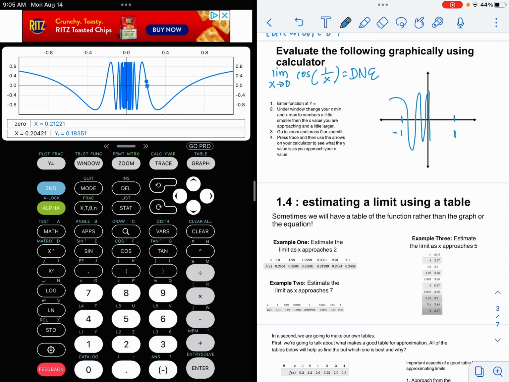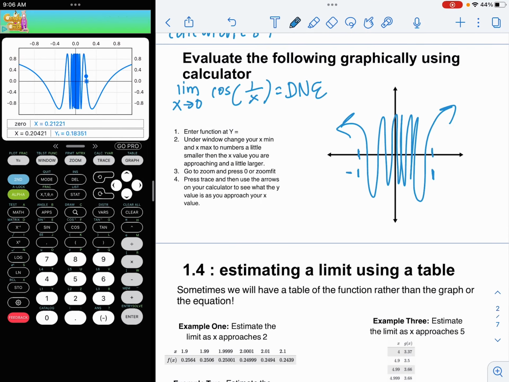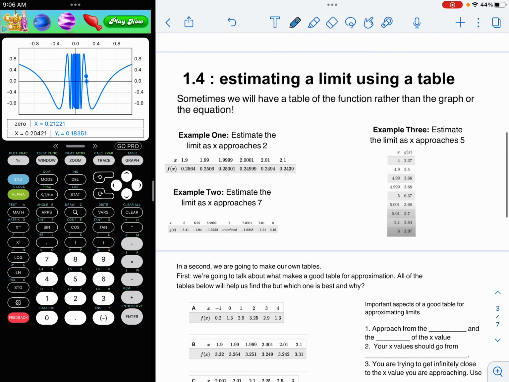I'm still going to draw the graph. I'm just kind of going to draw it like that. It is bouncing between basically -1 and 1, maybe -0.9. I don't know. Doesn't matter, but that's it. Don't put your calculator away, but we don't really need it for the next part. I'm just going to let it be there on the side.